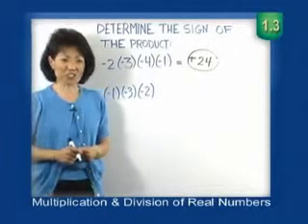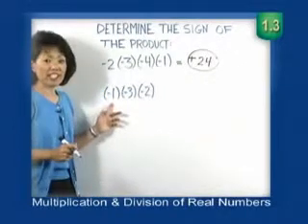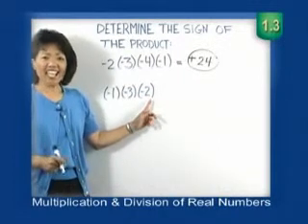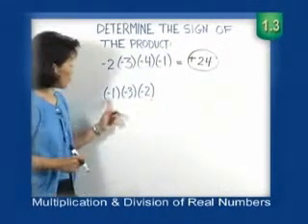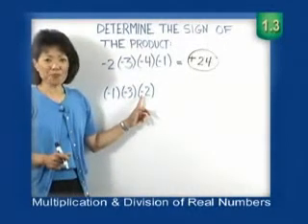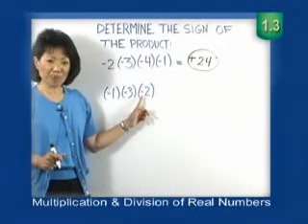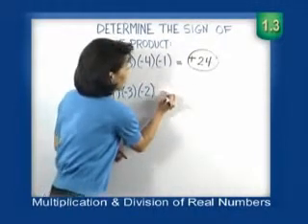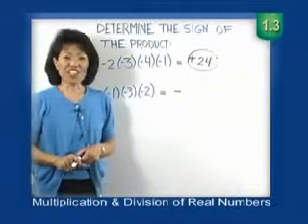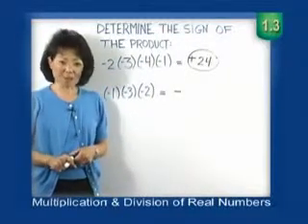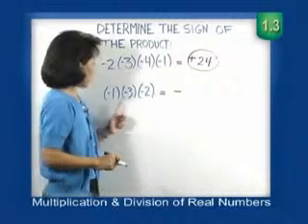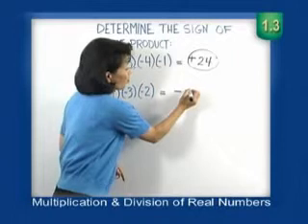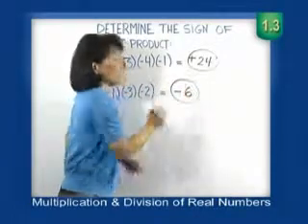Let's look at our second string of numbers. We have -1 times -3 times -2. Again, count the number of negative signs. 1, 2, 3. 3 is an odd number. That tells us that the product will be negative. Let's write that down. Negative. The rest of it's easy. We'll just multiply the numbers together as usual. 1 times 3 is 3, times 2 is 6. So the final product we have is -6.